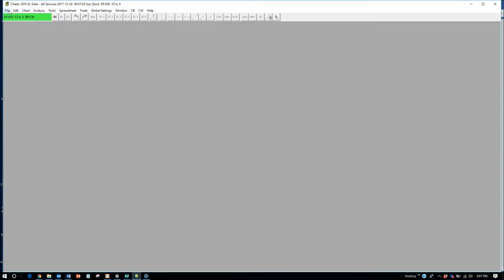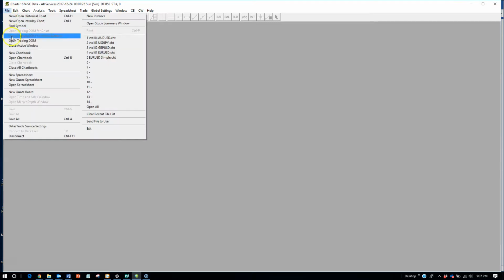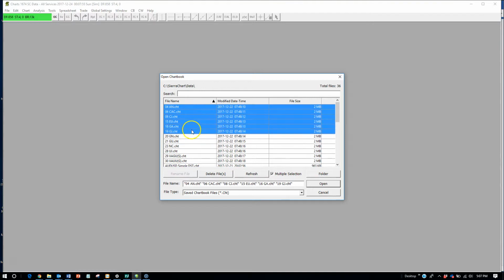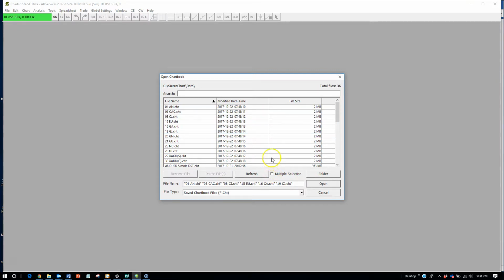So go to the menu, click on File, followed by Open Chart Book, and you'll see the window here with the various chart books. Now, often you'll be using this multiple selection button. You'll click that button, and then you can click on and drag through as many of these chart books as you would like to open. Now in this case, I only have one chart book because we're going to create more.